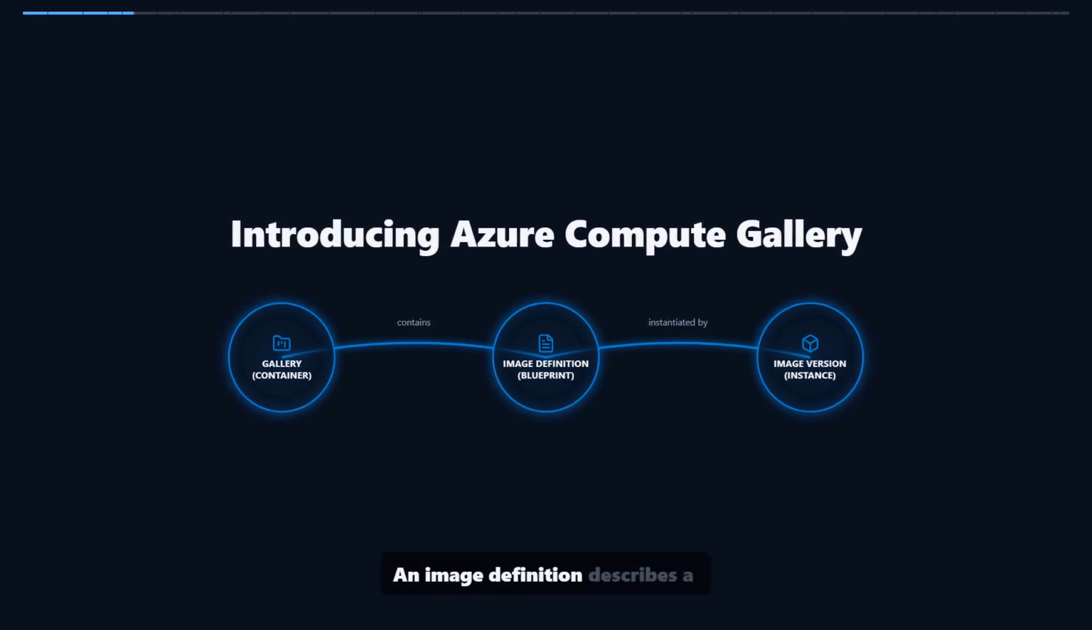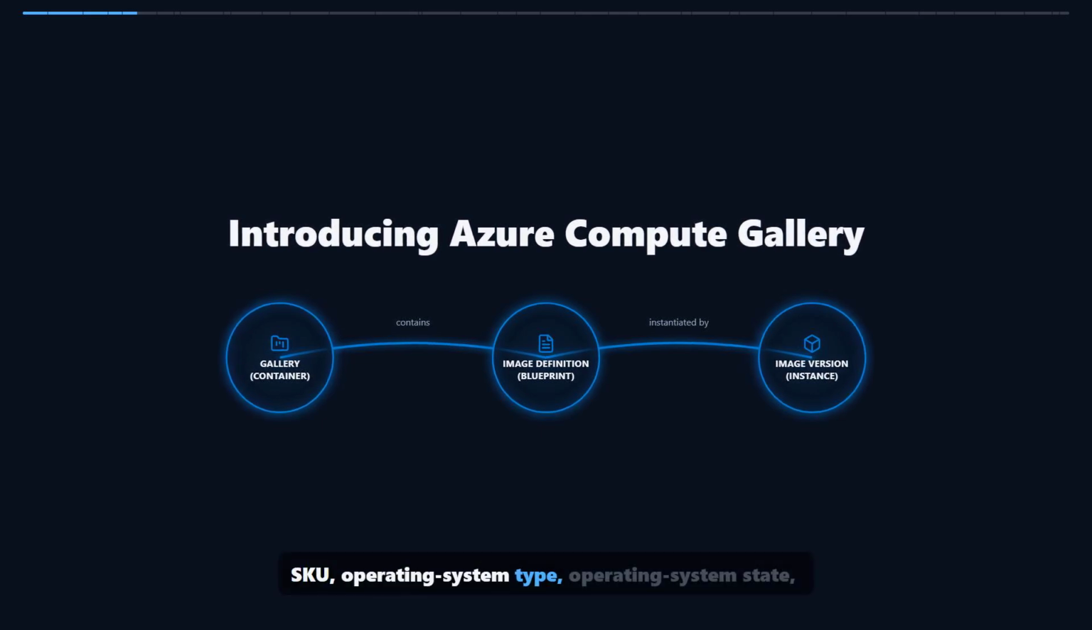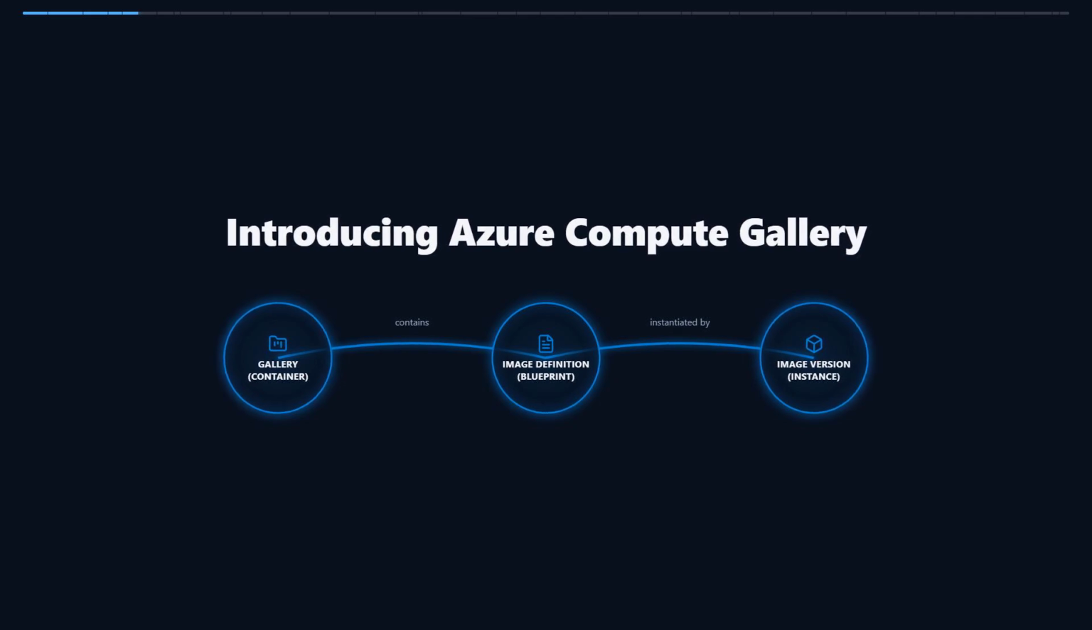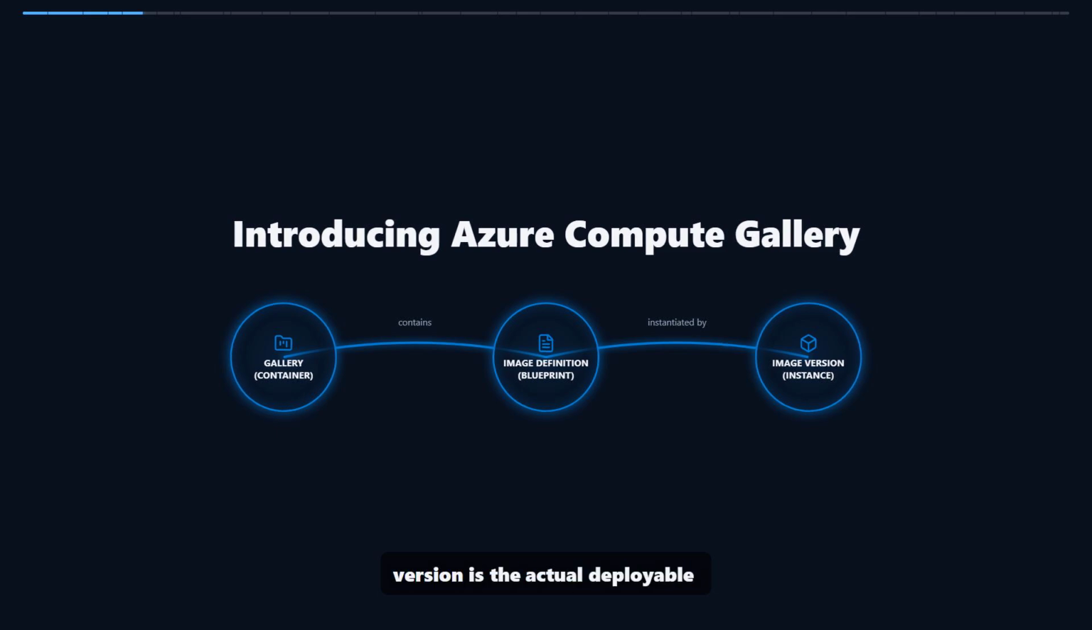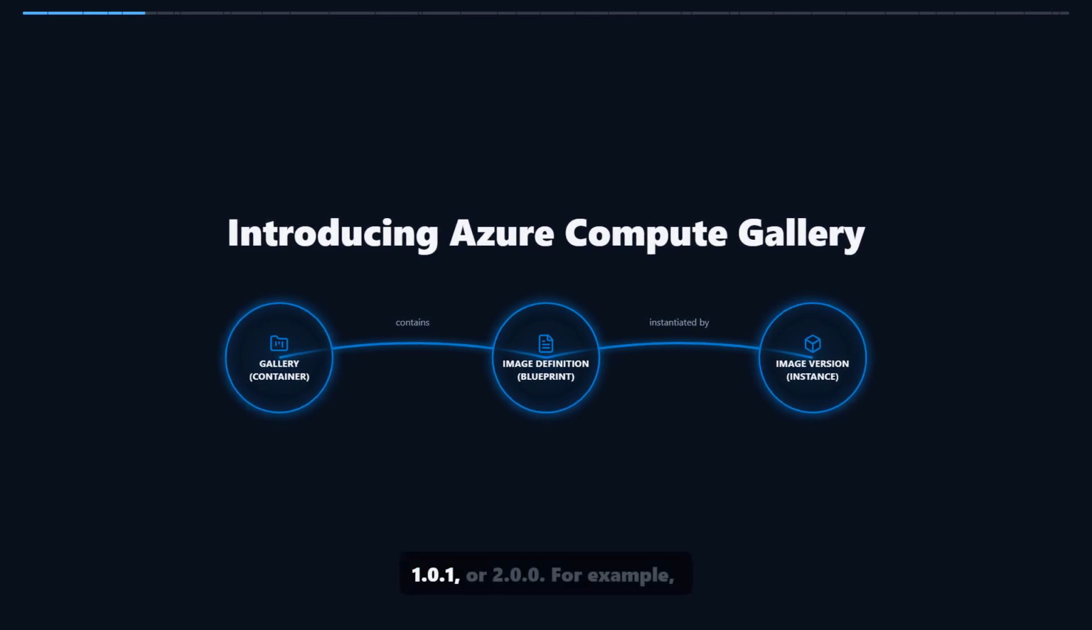An image definition describes a family of images. It includes properties such as publisher, author, SKU, operating system type, operating system state, processor architecture, Hyper-V generation, and supported security features. Inside each definition are image versions. The version is the actual deployable image artifact. Versions use a three-part number such as 1.0.0, 1.0.1, or 2.0.0.